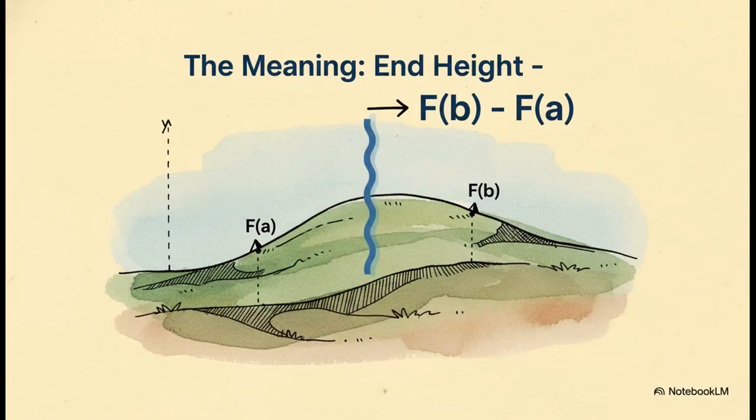And here's a way to think about it that makes so much sense. If an integral is all about adding things up, like total accumulation, then this formula is just saying the total change is simply the final amount minus the starting amount. Think of it like end height minus start height. It's a super intuitive idea when you put it that way.